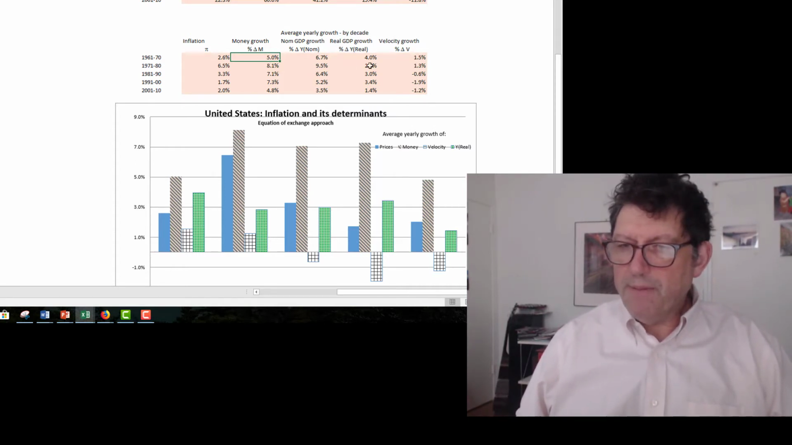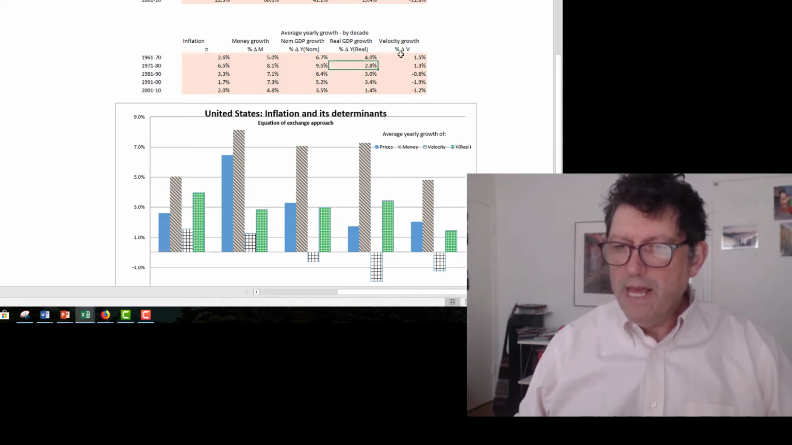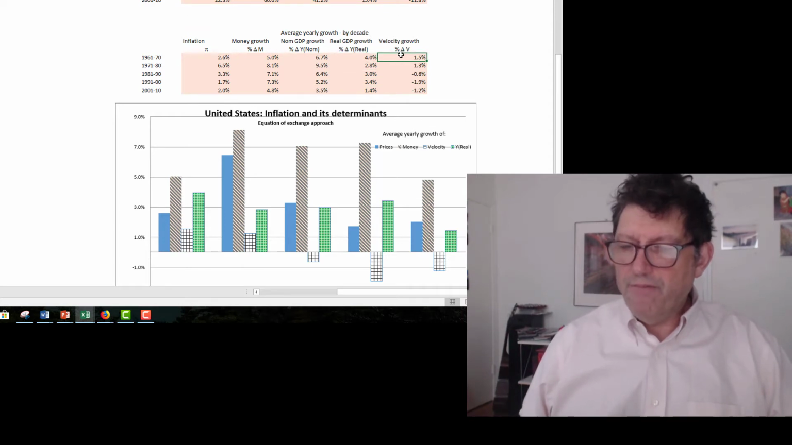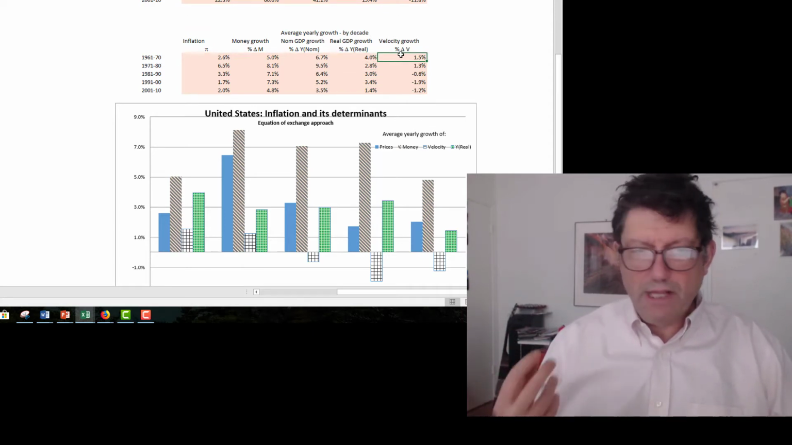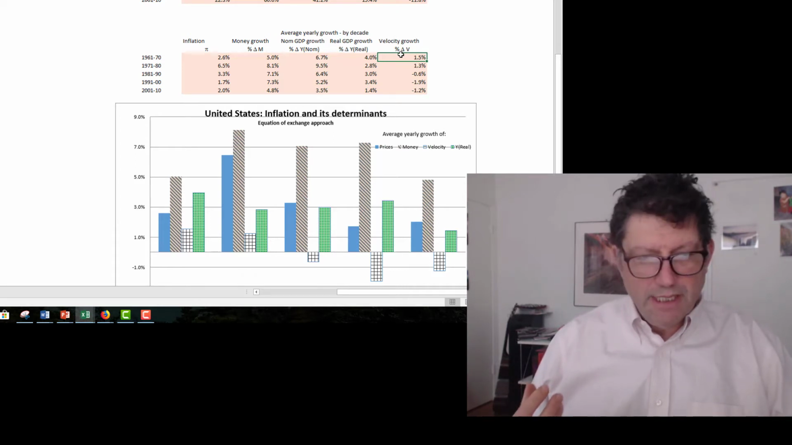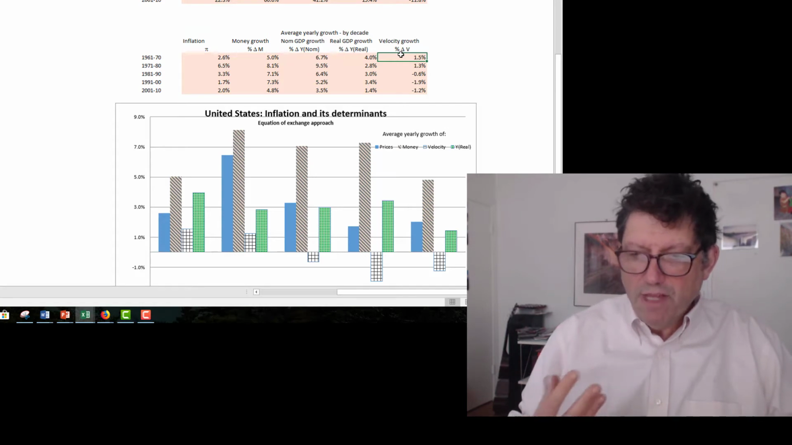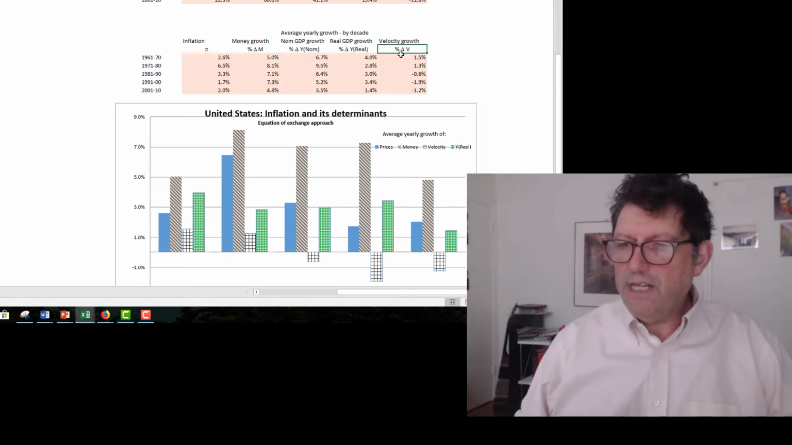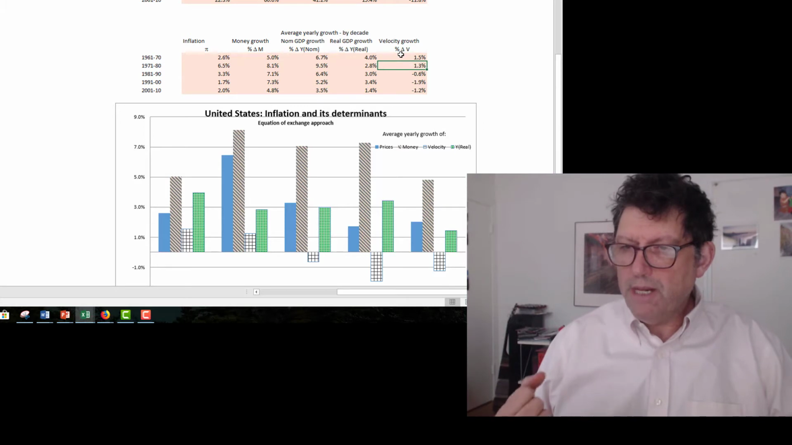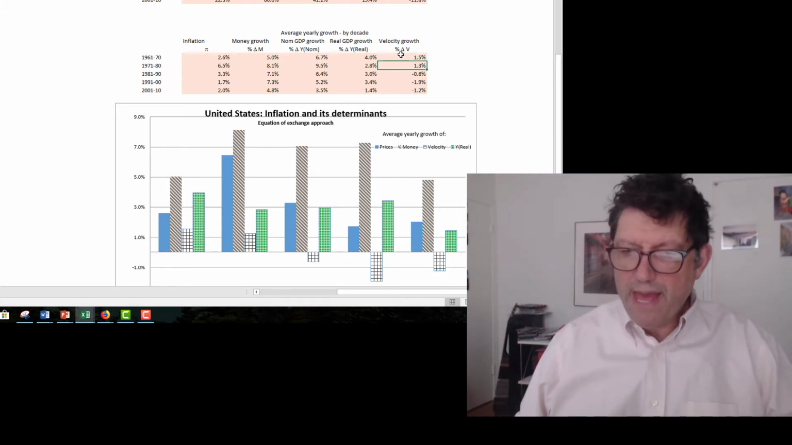We can see, for example, that if we look at the growth of real GDP, that was actually much higher during the 60s than it was in recent years. But on the other hand, you can see velocity. As we mentioned before, velocity is also a determinant of inflation, holding everything else constant. And you can see that velocity was growing, especially in both the 60s and the 70s. And there are some reasons for that.